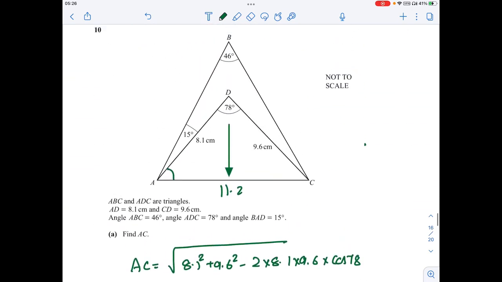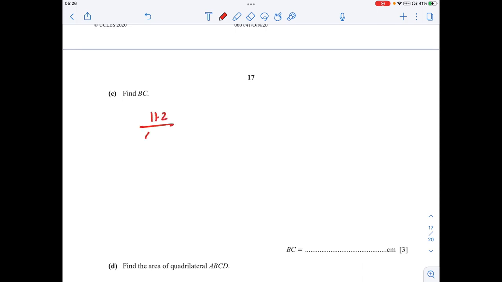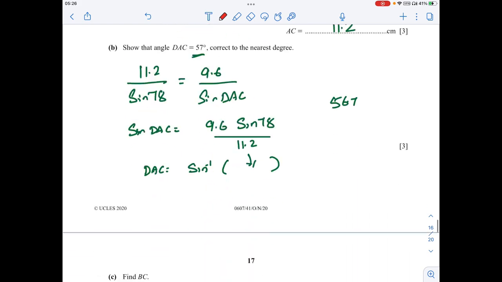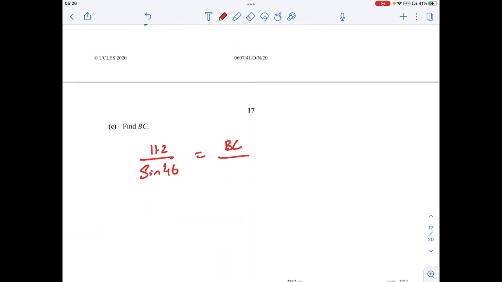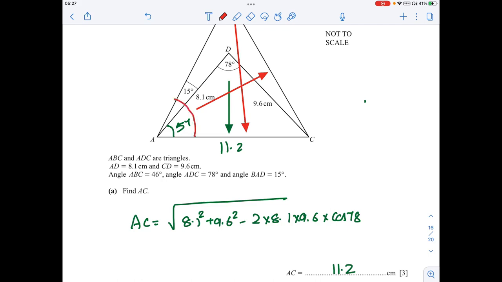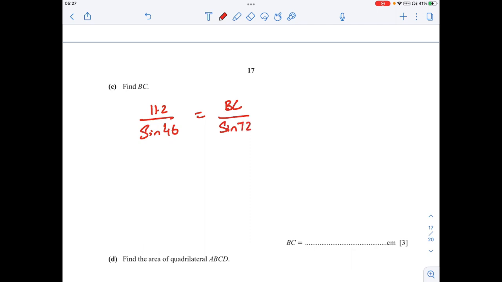Find BC. He is asking us to find BC. So this one was 57. Now again in the bigger triangle, this is going to be the matching pair. So 11.2 upon sine 46 equals BC upon sine, this entire angle is 72. So BC equals 11.2 times sine 72 divided by sine 46. Simplify that, you should be getting 14.8.